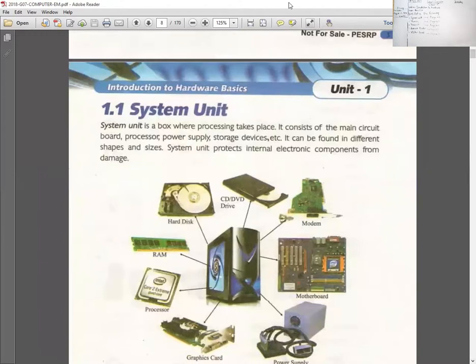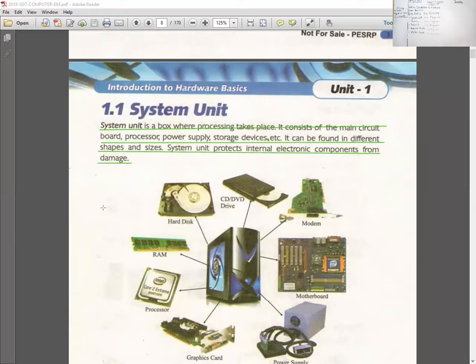Okay, here is the definition of system unit, and I am going to underline it. System unit is a unit where processing takes place. It consists of the main circuit board, processor, power supply, storage devices. It can be found in different shapes and sizes. And the system unit protects internal electronic components from damage.